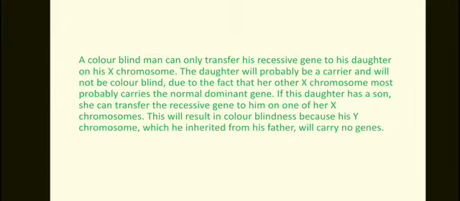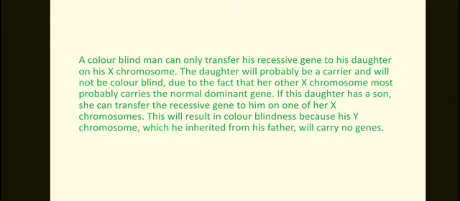So the dominant will mask the recessive allele. Which means that a colorblind man can only transfer his recessive gene to his daughter on his X chromosome. You understand what I'm saying? A colorblind man can only transfer his recessive gene to his daughter, because he can't transfer it to his son. Why? Because in the case of a son, the man contributes the Y chromosome. What the man passes down to the son is the Y chromosome for a boy.